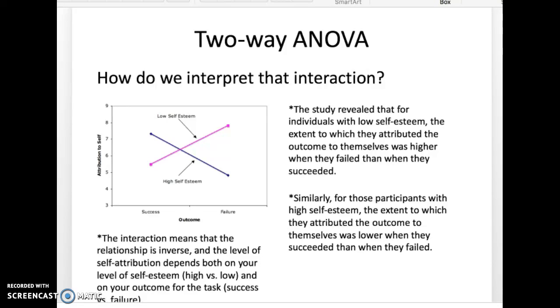So the relationship between success and failure and esteem are dependent. And so the extent to which we attribute an outcome to ourselves depends in part on whether we have high or low self-esteem. That is an interaction.